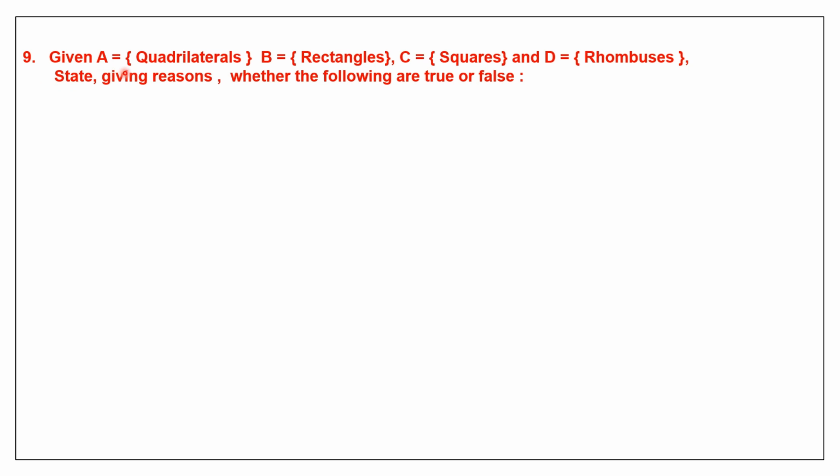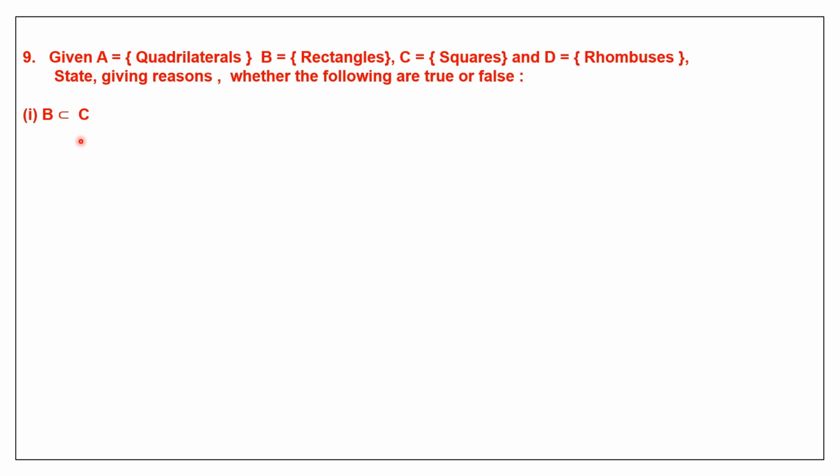Question 9. Given A is a set of quadrilaterals, B is a set of rectangles, C is a set of squares, and D is a set of rhombuses. State, giving reasons, whether the following statements are true or false. And the first one says B is a proper subset of C.